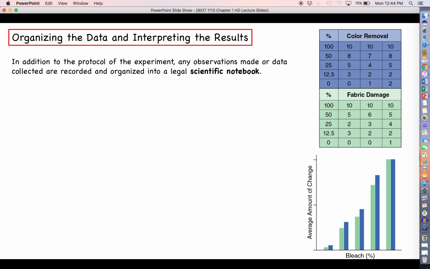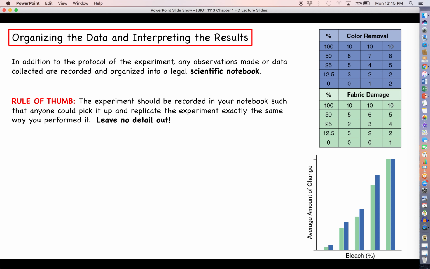So in addition to the protocol of the experiment, any observations, any data that are collected, we need to record those and organize them into a legal scientific notebook. This is going to be one of the first things that you do this semester, is create your own notebook and basically get it all set up to record data and to put your observations into it.